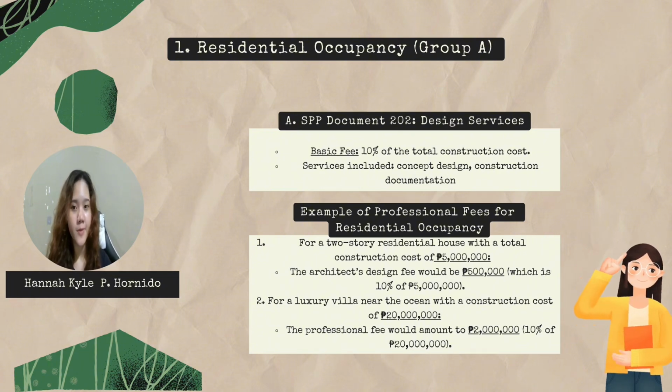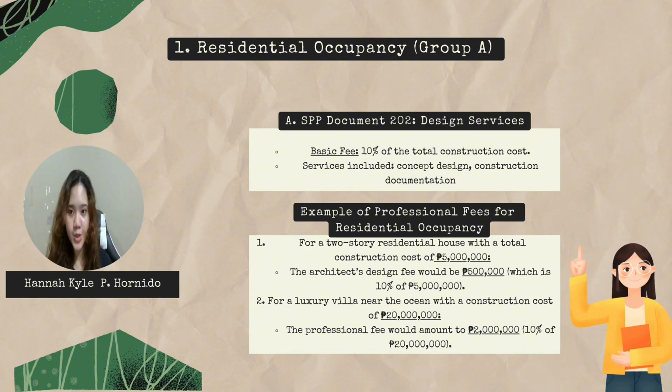So in example number 1, for a two-story house with a total construction cost of 5 million pesos, the architect's design fee would be 500,000 pesos. This is calculated as 10% of 5 million pesos. Example number 2, for a luxury villa costing 20 million pesos, the professional fee would amount to 2 million pesos, calculated as 10% of 20 million pesos.